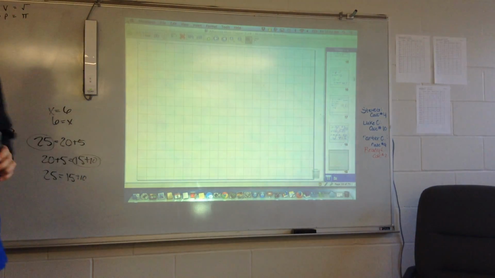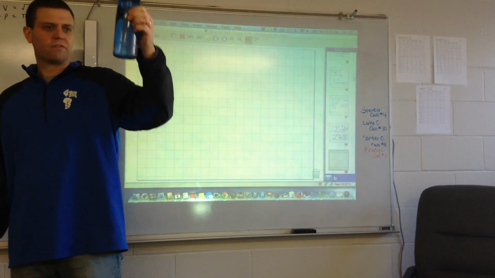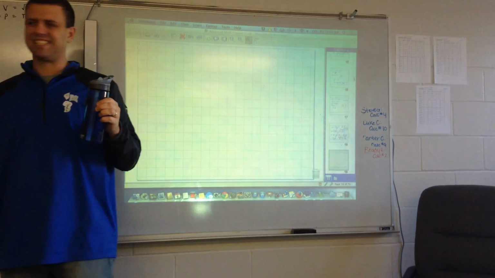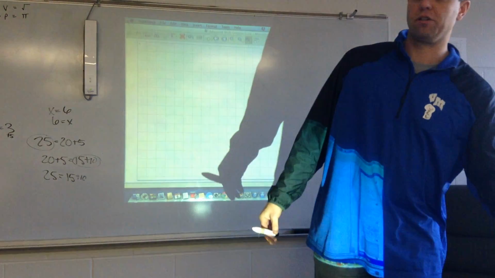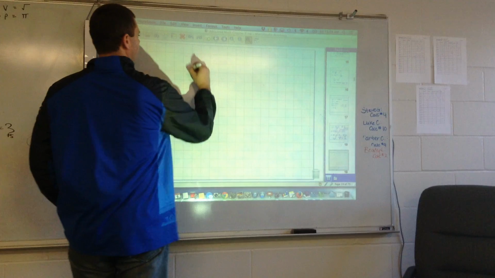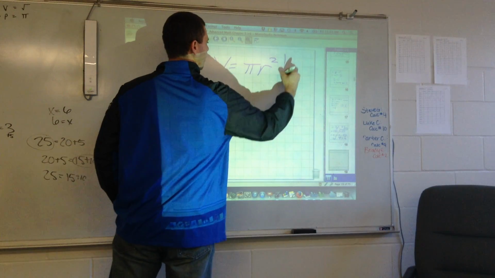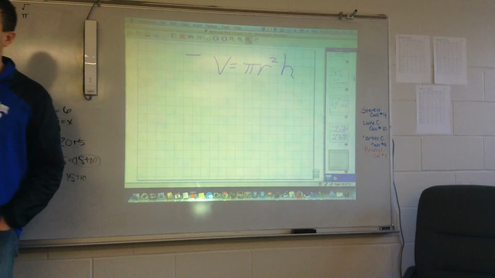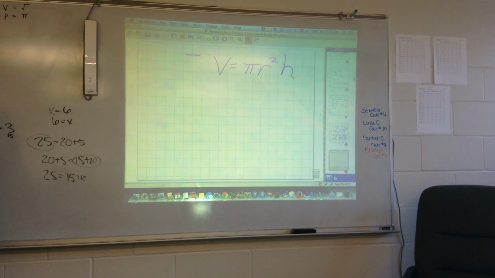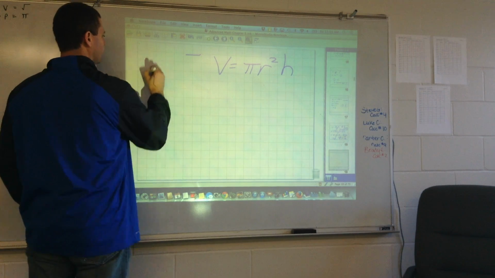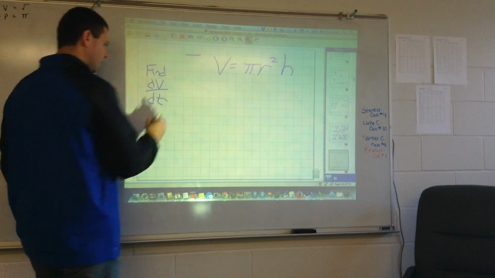So to start with, I'd write down the formula for the volume, because if I want to know how fast the volume is changing with respect to time, we would need to start with the volume formula. If you have a true cylinder, it's pi r squared h. So volume equals pi r squared h. And if you recall, I wanted to know how fast the volume was changing with respect to time. So actually, I want to find dV over dt.